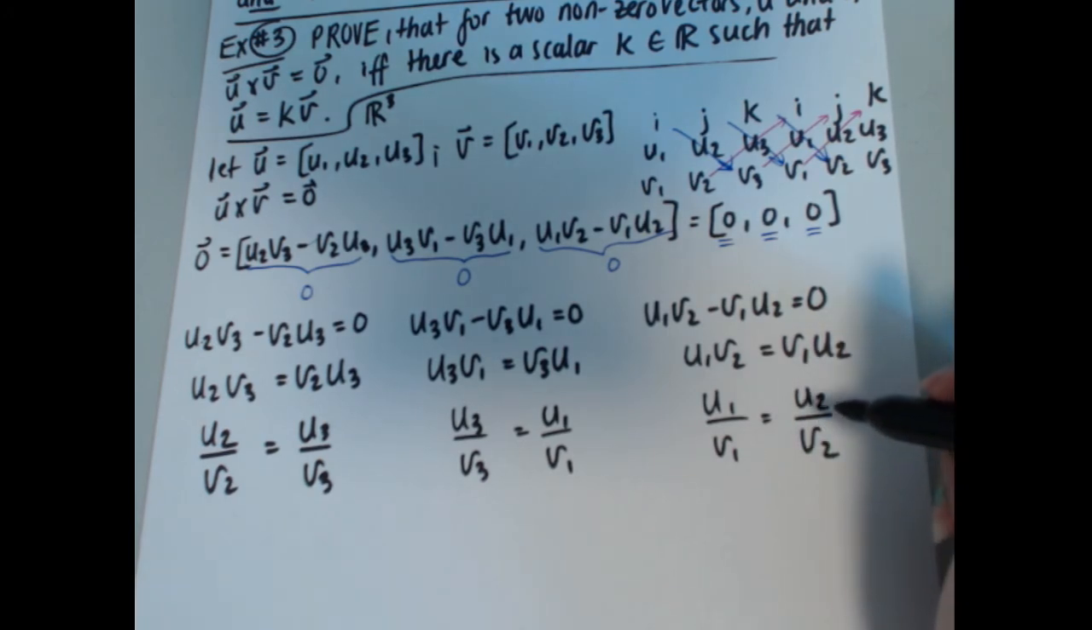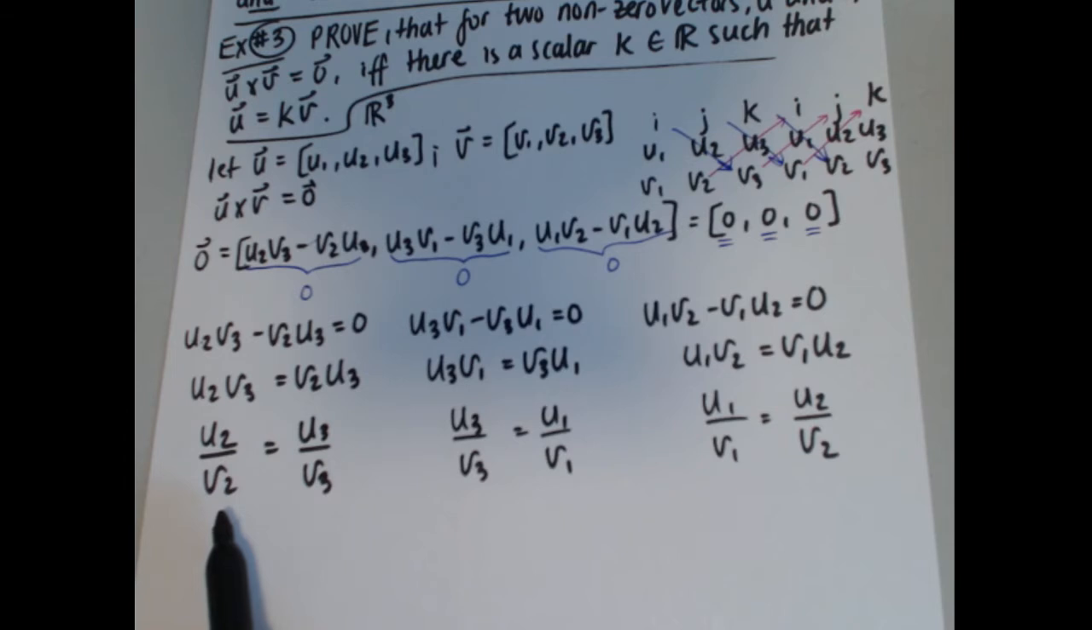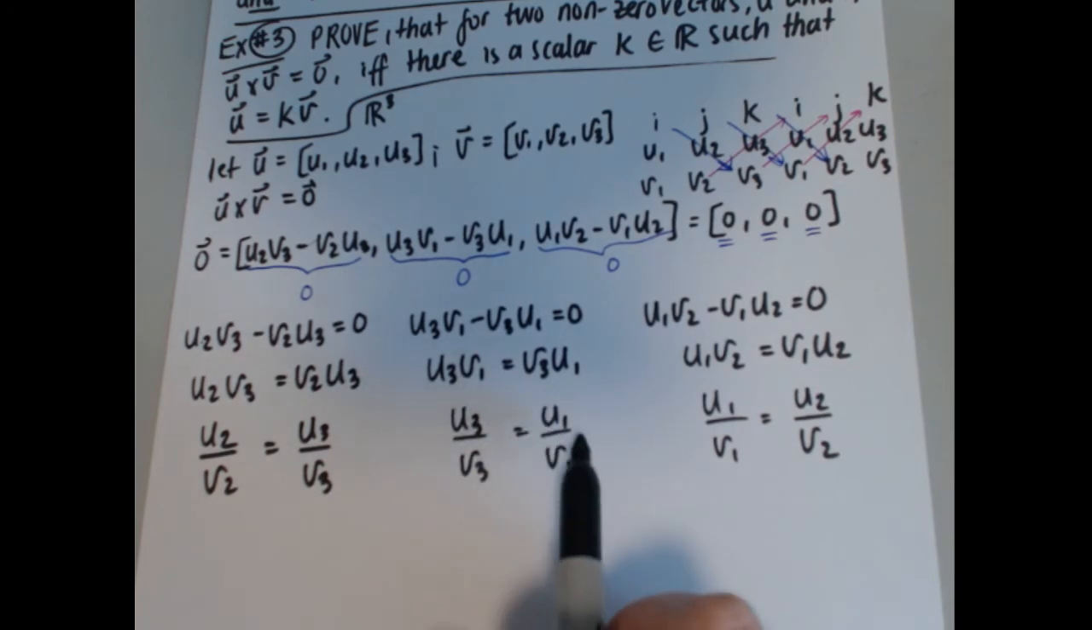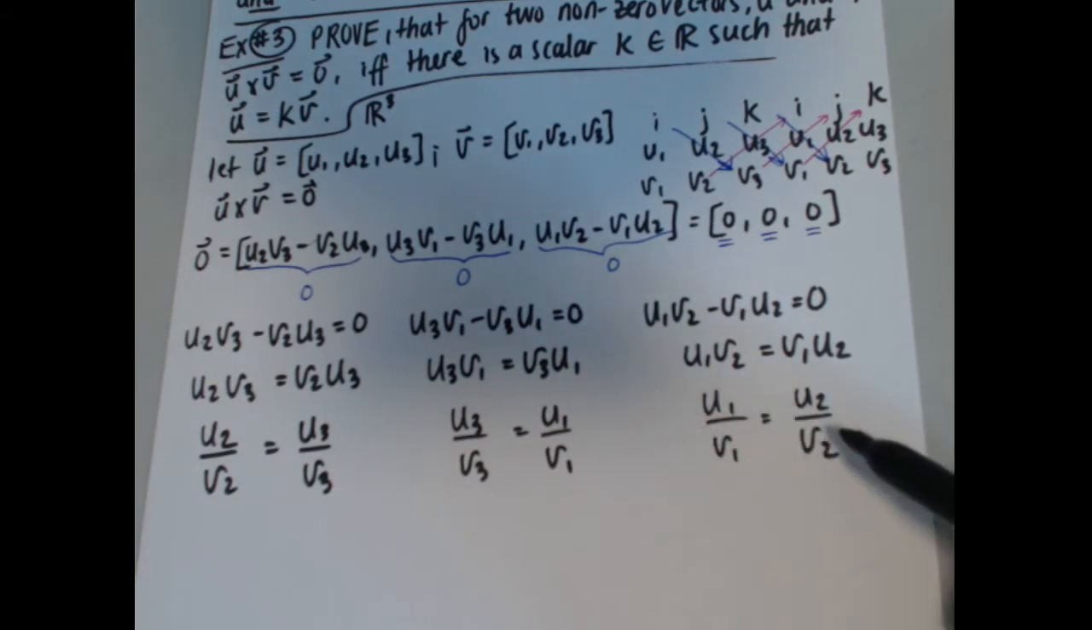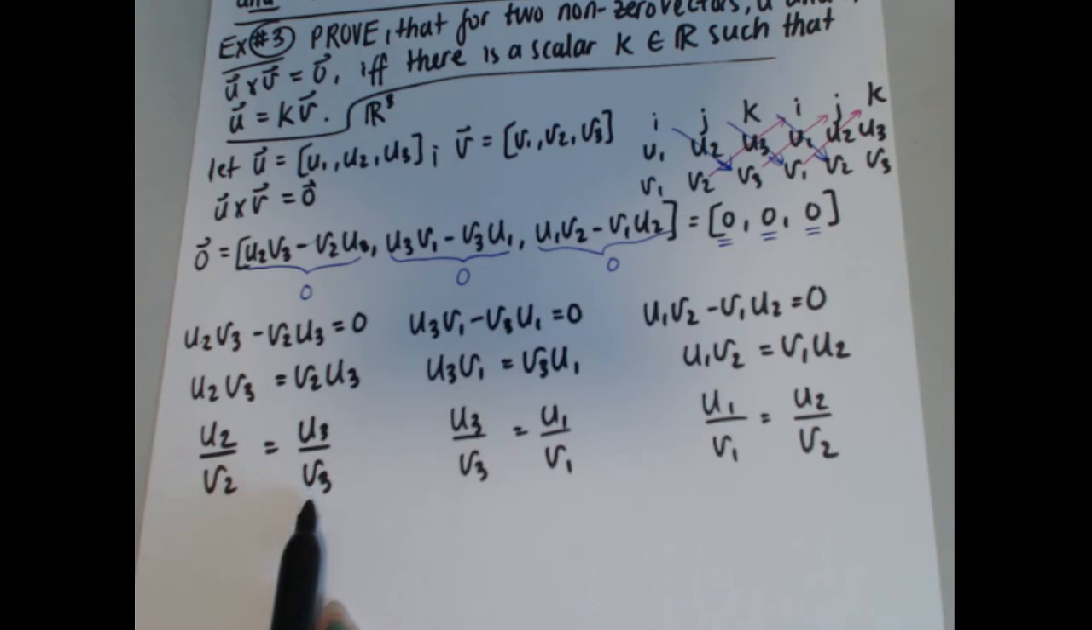Now check this part out. This is interesting. I see that u2 over v2 is equal to u3 over v3. But u3 over v3, that's over here too. And that's also equal to u1 over v1. Well, guess what? u1 over v1 is over here as well. And that's equal to u2 over v2, which is all the way over here, which is also equal to u3 over v3. And so all of these expressions are equal to each other.